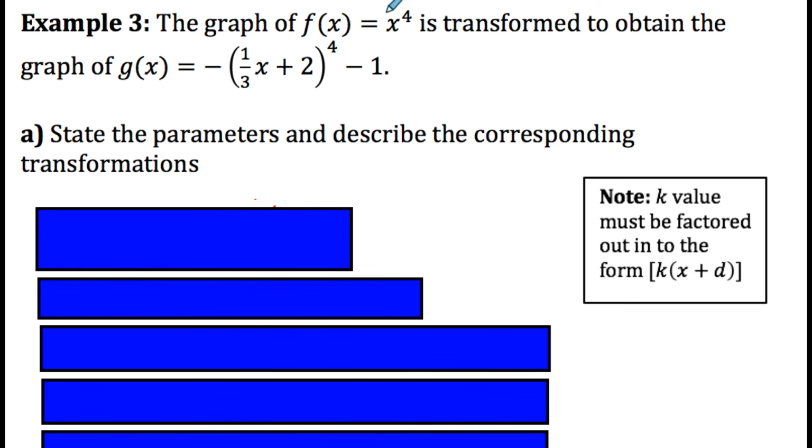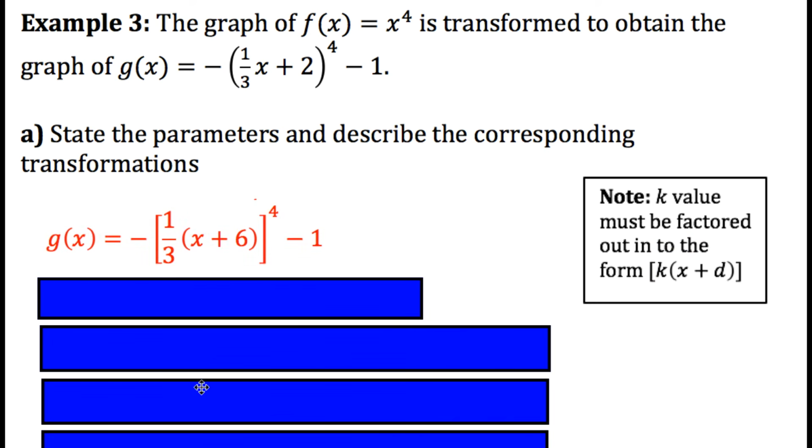This time, the graph of x to the 4 is being transformed, and here's the transformed version of it. But remember, the transformed version of a function should always have the k value factored out from x plus d in the base of the power. And this one doesn't. This 1/3 is not a factor of x plus 2. So what we need to do is factor out that 1/3 to get it into this format for the base of the power. So if I start by doing that, divide the third out from the x and the 2, that leaves me with x and 6. A third x divided by a third is x, and 2 divided by a third is 6.